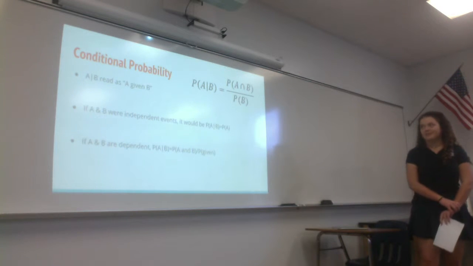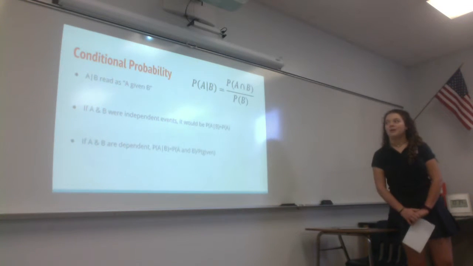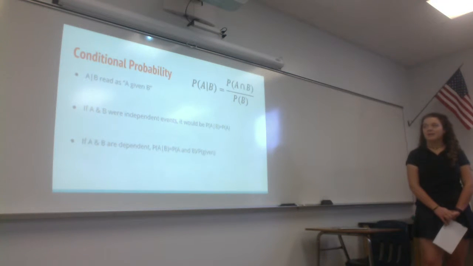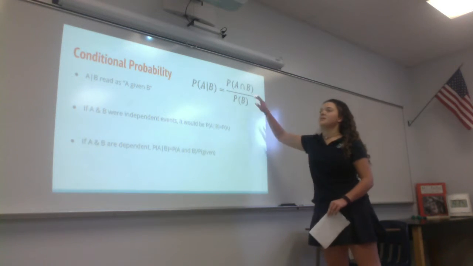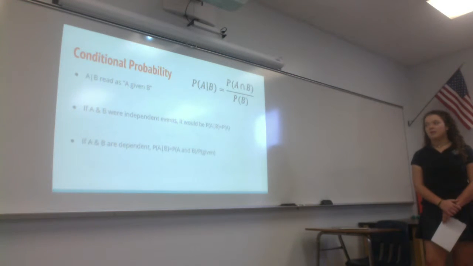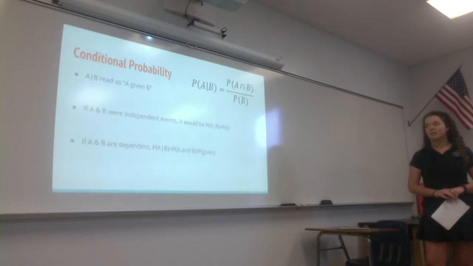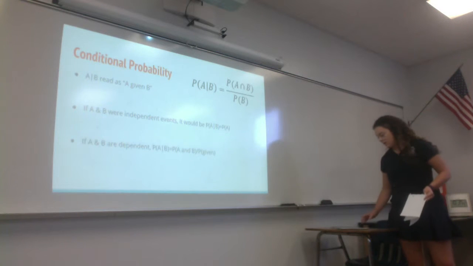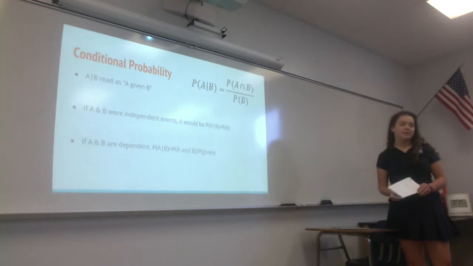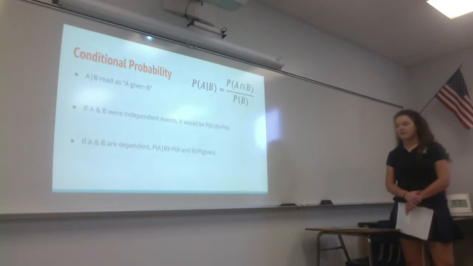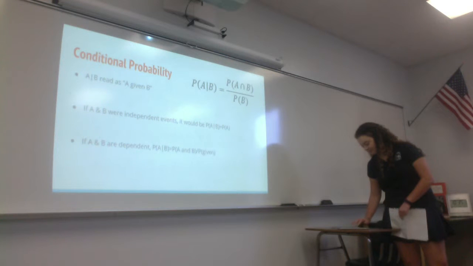So conditional probability, the most important thing to know is this formula right here. And the first part is read as P of A given B is equal to the probability of both events over the probability of your given event. And if A and B were independent events, the probability of A given B would just be equal to the probability of A, since they don't have an effect on one another. But if you just remember the probability of A given B is equal to the probability of both over the probability of your given, then you'll be more or less good to go.